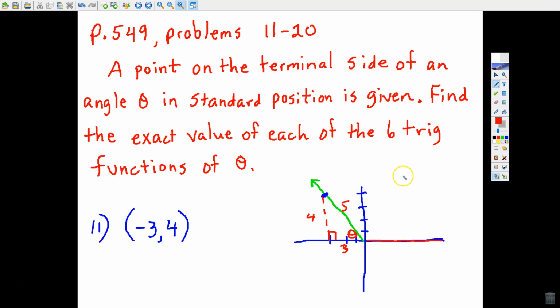All right, so let's come up with our ratios. Cosine for this angle theta, cosine is always adjacent over hypotenuse. But you really have to be careful because since the terminal side is in quadrant 2, I can't say cosine is 3/5. It's negative 3/5.